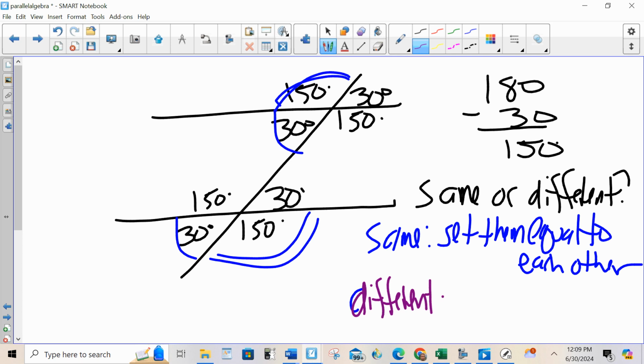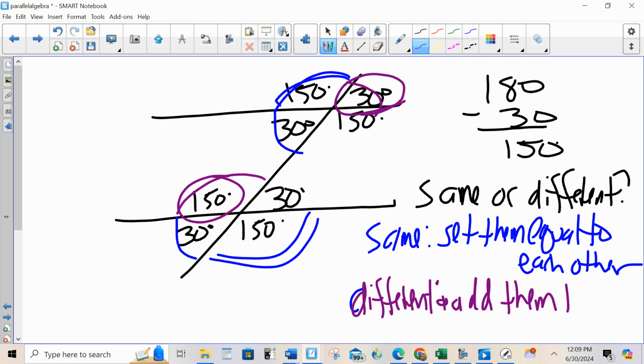meaning one acute and one obtuse, well, here's an acute, here's an obtuse. What's the relationship between them? They're not equal, but they do add to 180. If they're different, I'm going to add them to equal 180.